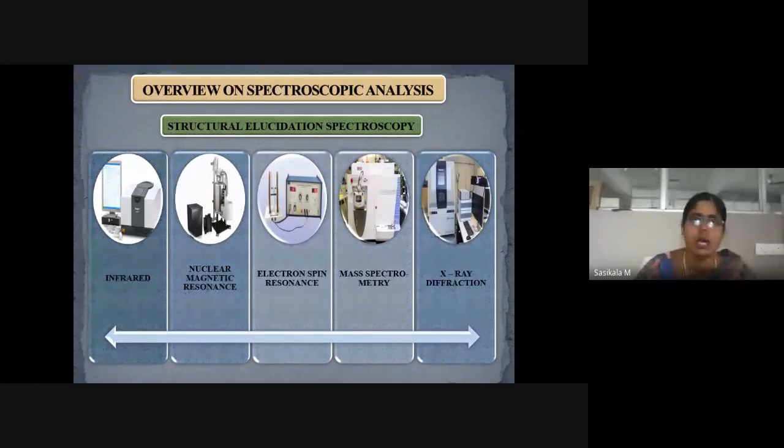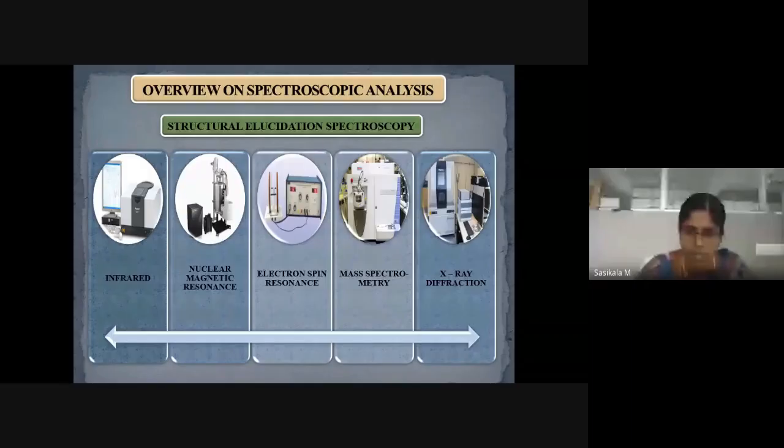Free radicals mean the molecule has an odd electron, an unpaired electron. Those types of molecules are analyzed by electron spin resonance spectroscopy. Then mass spectrometry, by means of which we can analyze the molecular mass of the compound. If you take a chemical molecule, you will say it has 100 grams per mole. That molecular weight can be determined by mass spectrometry.